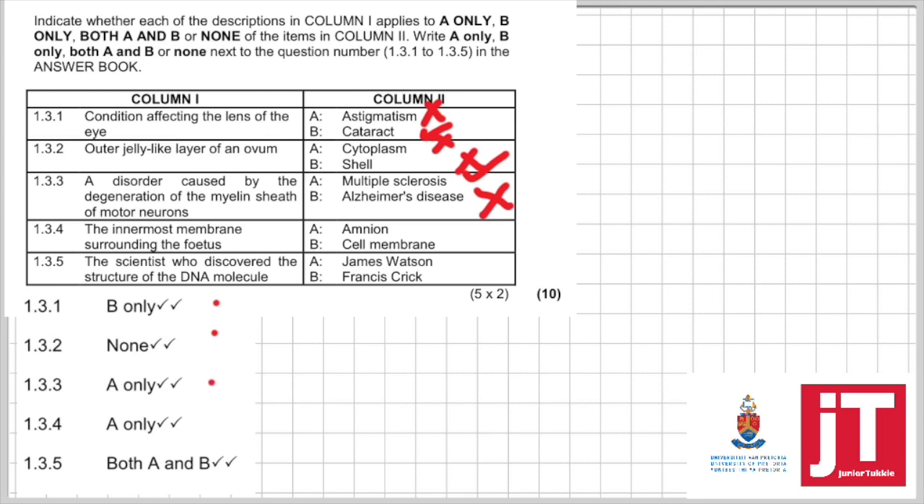1.3.4. The innermost membrane surrounding the fetus, that we know is the amnion and not the cell membrane, so your answer is A only. And 1.3.5. The scientist who discovered the structure of the DNA is James Watson and Francis Crick, so your answer is both A and B.